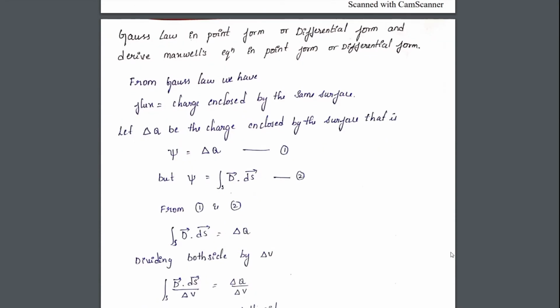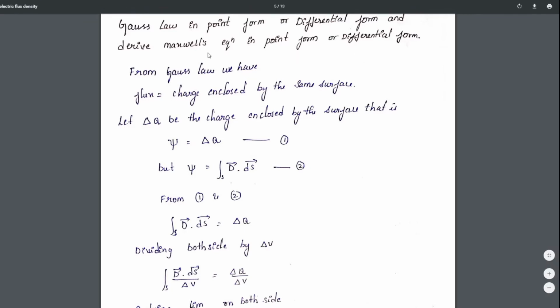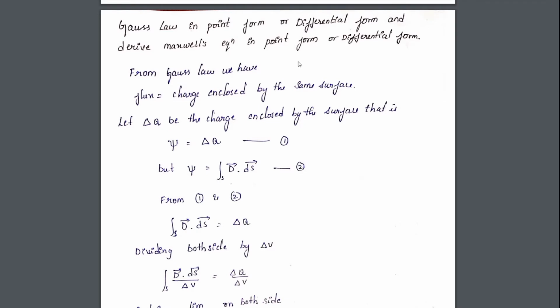Next, you need to derive the same Gauss law in the point form. So in the point form or differential form, you need to derive. This Gauss law in point form or differential form is also given another name, that is Maxwell's first equation. So Maxwell's first equation is also called what? The Gauss law in the point form or differential form. In order to derive this, we'll take the concept of Gauss law itself.